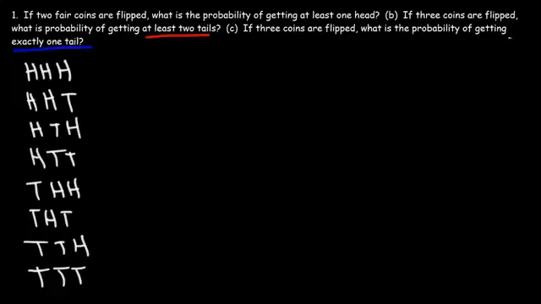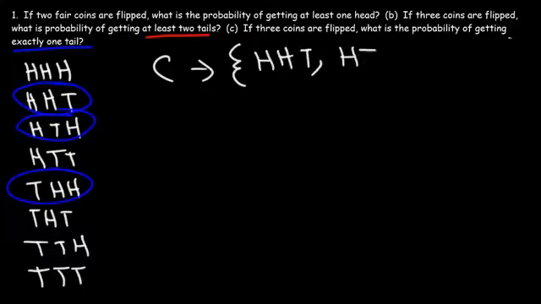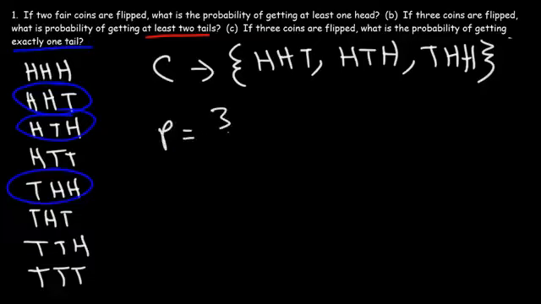So let's circle the outcomes that contain exactly 1 tail. So this is one of them, here's the other, this is another one, and that is it. So for event A, or let's call it event C for part C, the 3 favorable outcomes are HHT, HTH, and THH. So the probability is going to be 3 favorable outcomes out of a total of 8 possible outcomes.